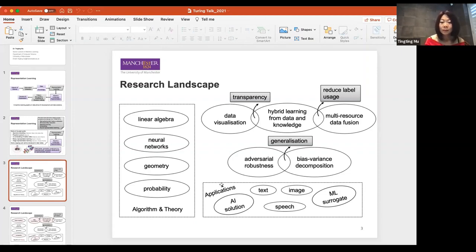In addition to this algorithm and theory development, we are also very keen on applying our knowledge and the algorithms we developed to real world applications, for example, to provide a practical AI solution to automate a process, or to construct a machine learning surrogate model to approximate some computationally expensive model, for example some engineering model. We also work on data analysis that finds patterns in text, image, and speech data. In the remainder of my presentation, I'm going to talk a little more about these three highlighted topics and also share some new results we have found in the theory of correlation factorization.